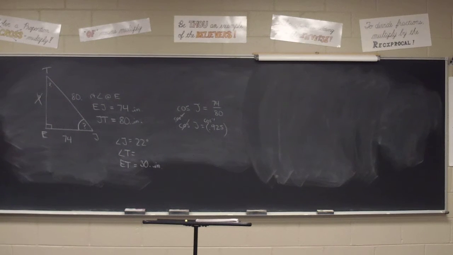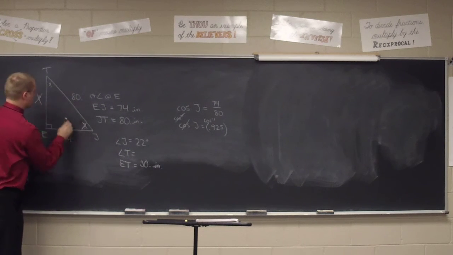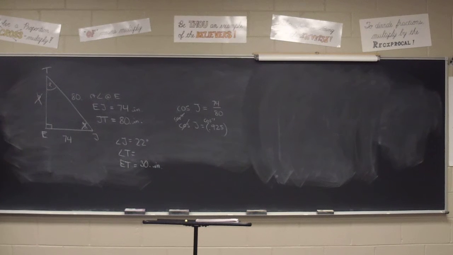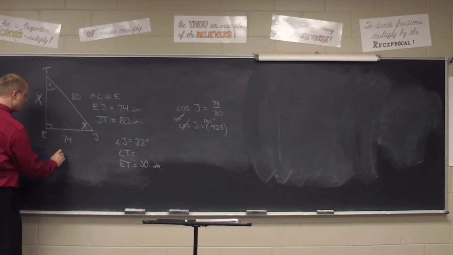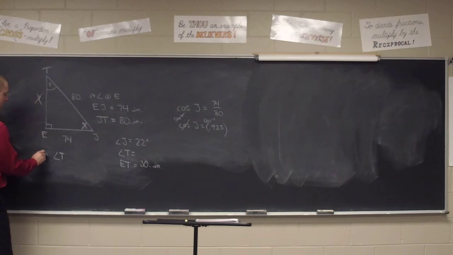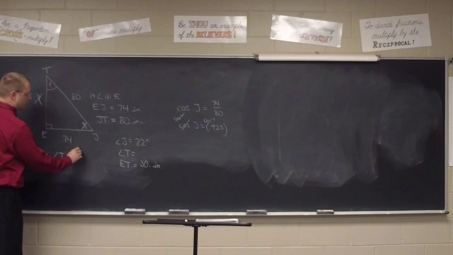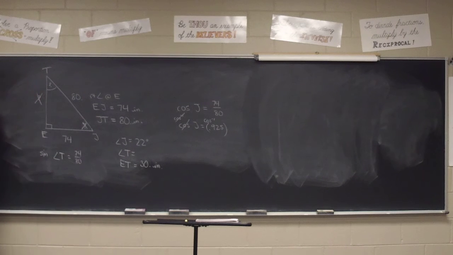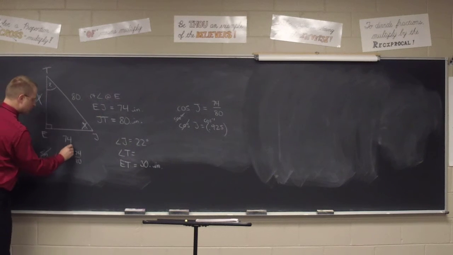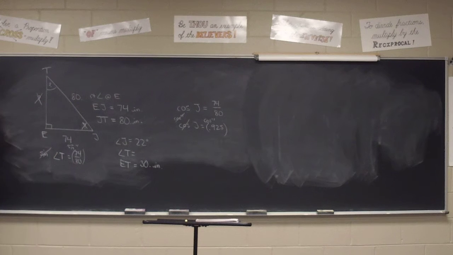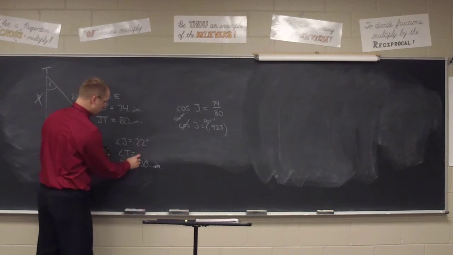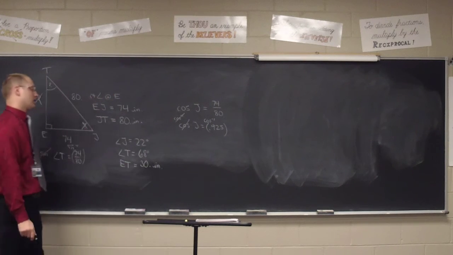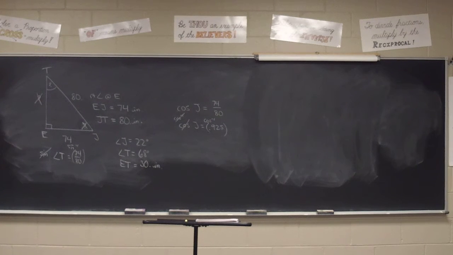All right, so Ethan, what do we do to find angle T? I found T first. Sine. So we'll say the sine of angle T is equal to opposite over hypotenuse, then what? Arc sine. Take the arc sine of 74/80ths. And we get 67.68, rounded 68 degrees. All right, do you feel like we got it now, or do we need to do one more? Yeah. You got it? All right, any other questions?